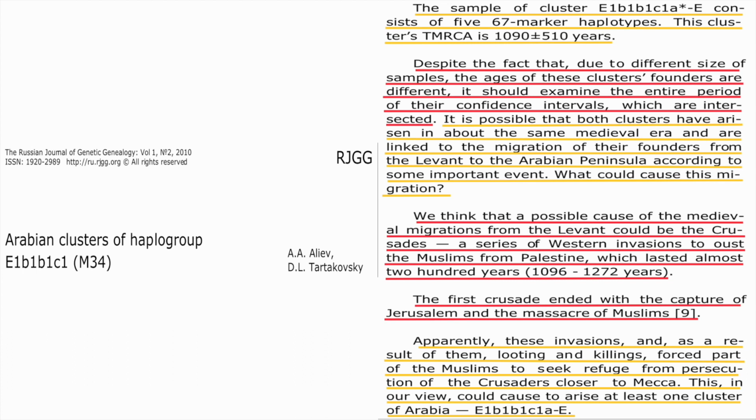Due to different sizes of samples, the ages of these clusters' founders are different. We should examine the entire period of their confidence intervals, which intersect. It is possible that both clusters arose in about the same medieval era and are linked to the migration of their founders from the Levant to the Arabian Peninsula, according to some important event. What could have caused this migration?